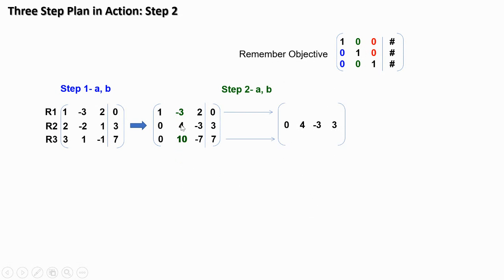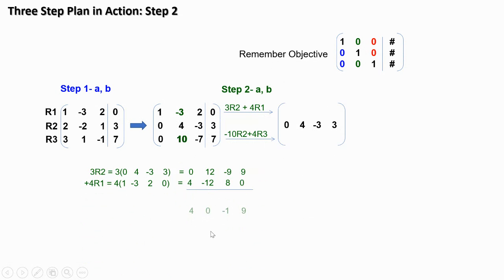So here, guys, like we did earlier, this one I multiplied by 4 and this one by 3. So it's going to be 3 row 2 plus 4 row 1. And same thing over here, -10 row 2 plus 4 row 3. So here's my work here. 3 row 2 will give us 0, 12, -9, 9. And 4 row 1 will give us 4, negative 12, 8, 0. So you see, guys, these will cancel right there. So that's my new row 1.